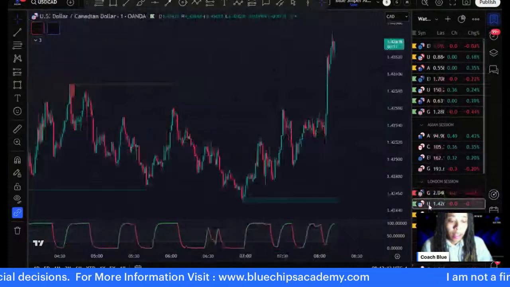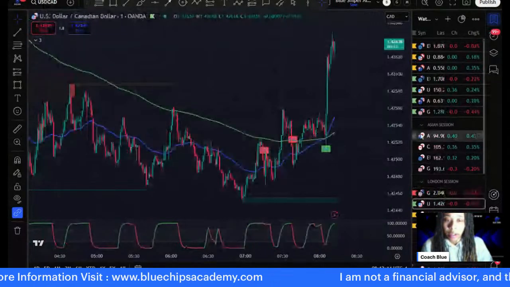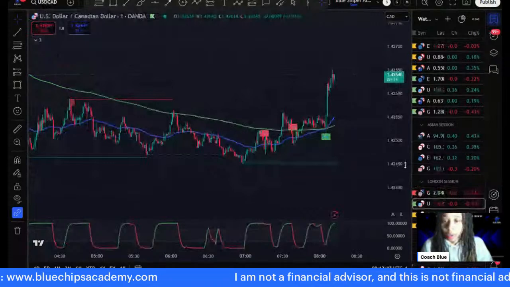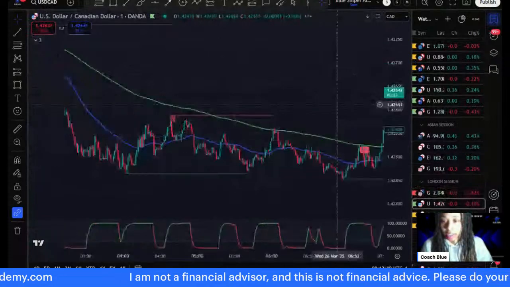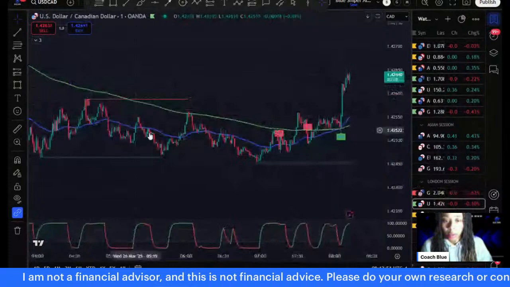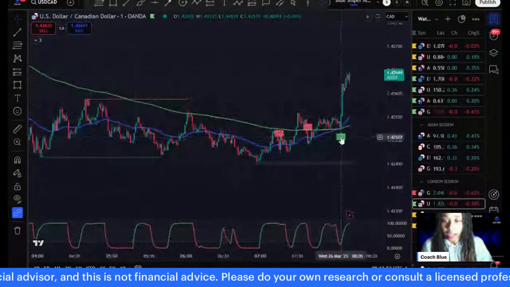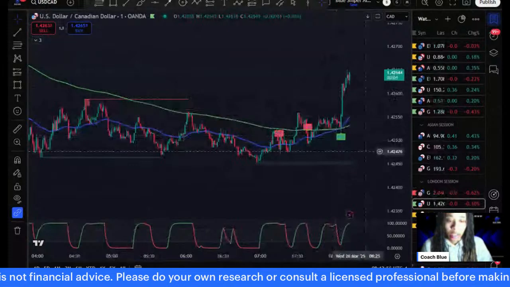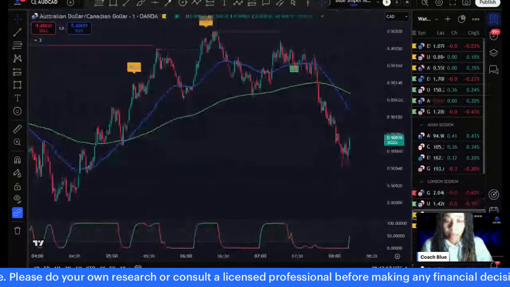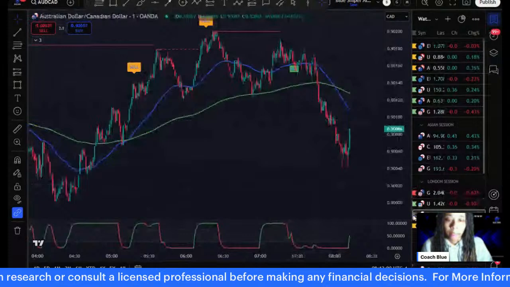And then we have USD CAD. USD CAD had a nice little breakout candle right here. It was moving sideways for a while, so I'm going to leave that as green because it broke out. Same thing with AUD CAD, it broke out.